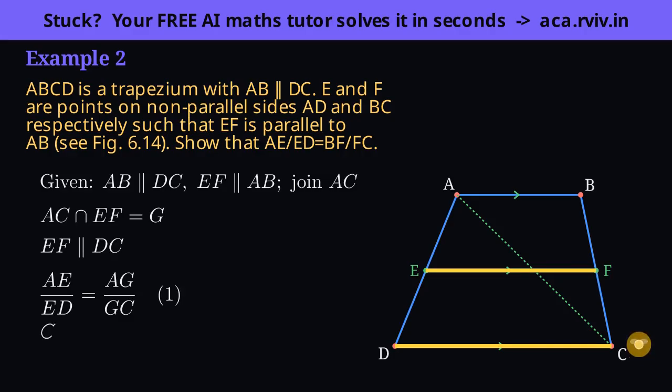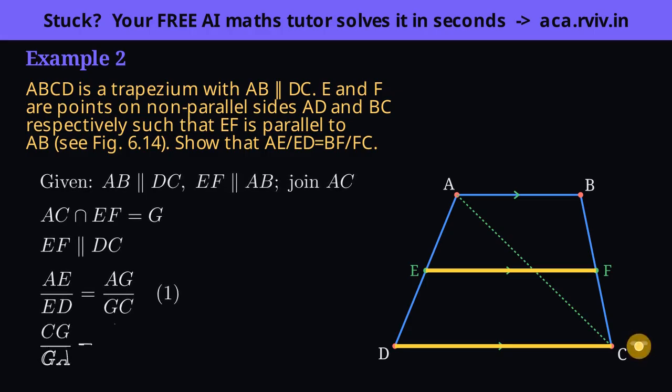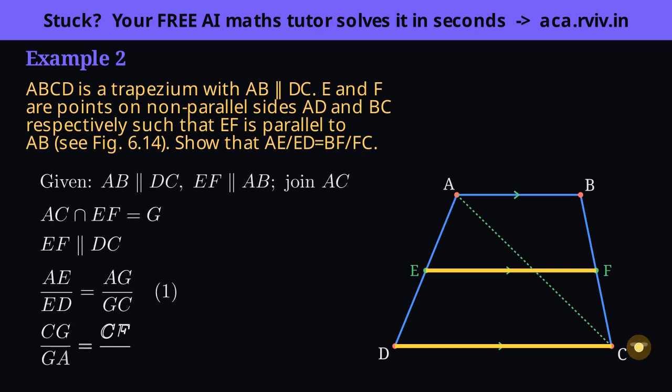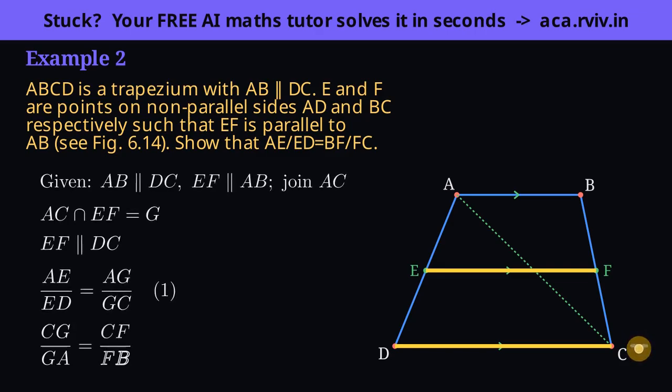Now swing over to the upper triangle CAB. Here the segment GF is parallel to AB, so Thales applies again and hands us CG over GA equals CF over FB. This equation captures the right side of the trapezium, the BF and FC we ultimately care about.